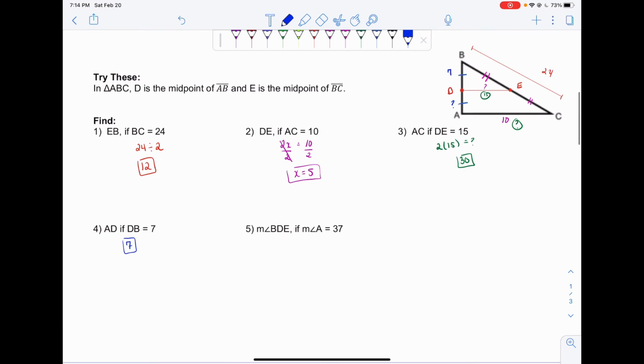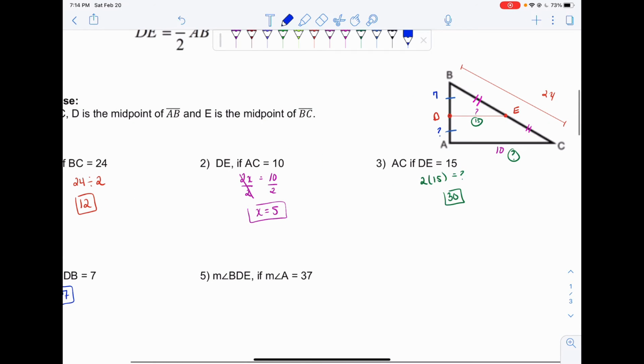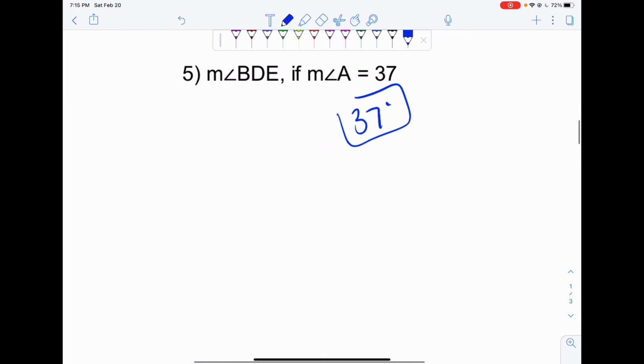Number 5: find the measure of angle BDE. So find this angle right here if the measure of angle A is 37. Well, if you know that these two lines are parallel, by corresponding angles they are congruent. It's 37 degrees by corresponding angles.